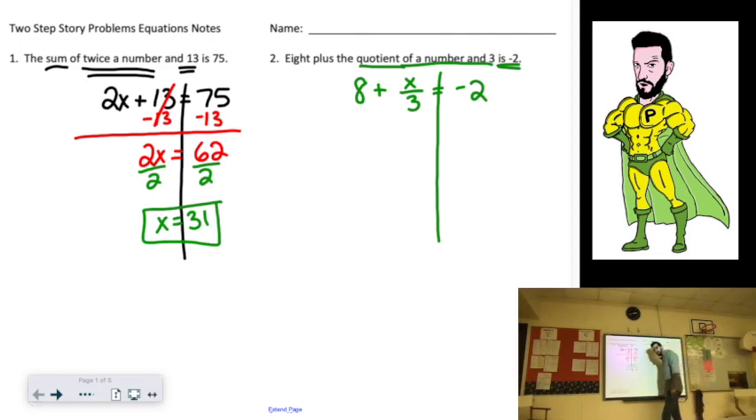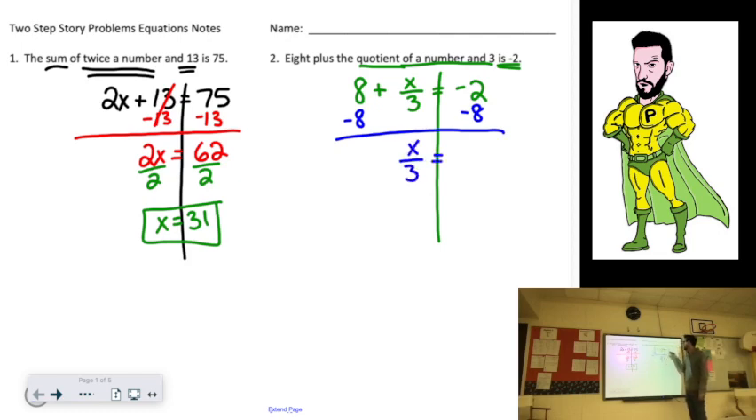I see the 8 there. I need it to be a 0. So to go from 8 to 0, you would subtract 8 from both sides. Minus 8, minus 8, because positive 8 minus 8 is nothing. So we have x over 3 equals negative 2 minus 8, which is negative 10. So we have x divided by 3. How do we get rid of division? Multiply. So times 3, times 3. Negative 10 times 3 is negative 30.